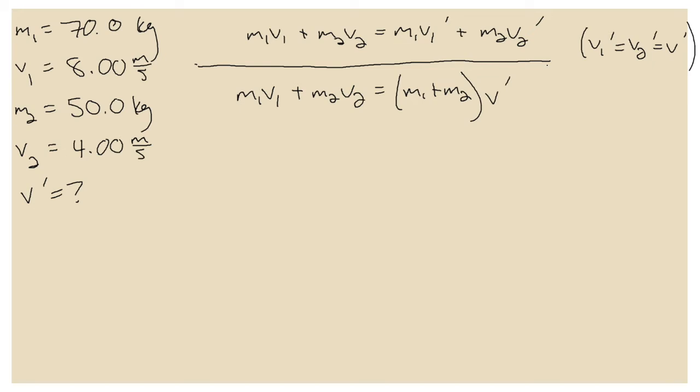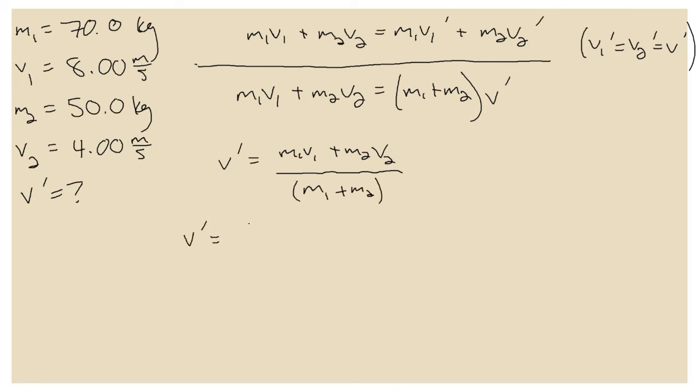And so solving this for v prime is not all that difficult, because v prime is just multiplied by the sum of the masses. And so all we need to do is divide by the sum of the masses here. So we have v prime equals m1 v1 plus m2 v2 over the sum of the masses, m1 plus m2. And now we're ready to just go ahead and plug into this equation.